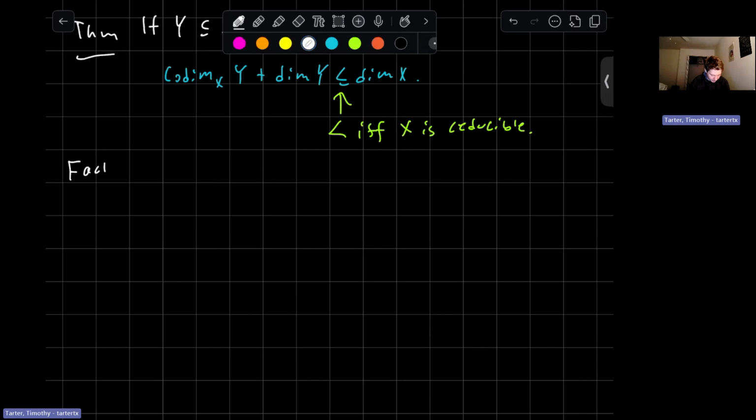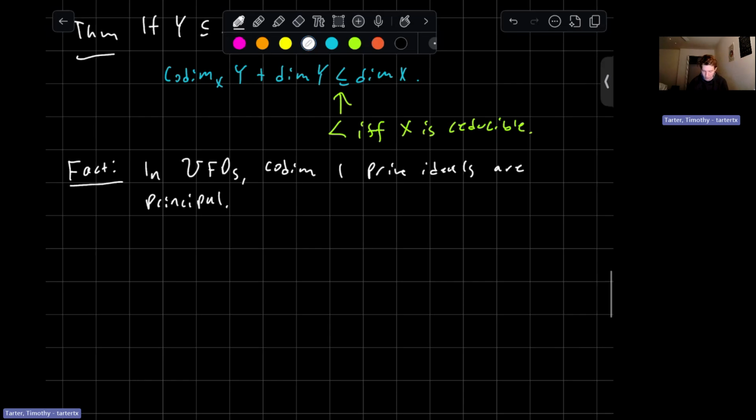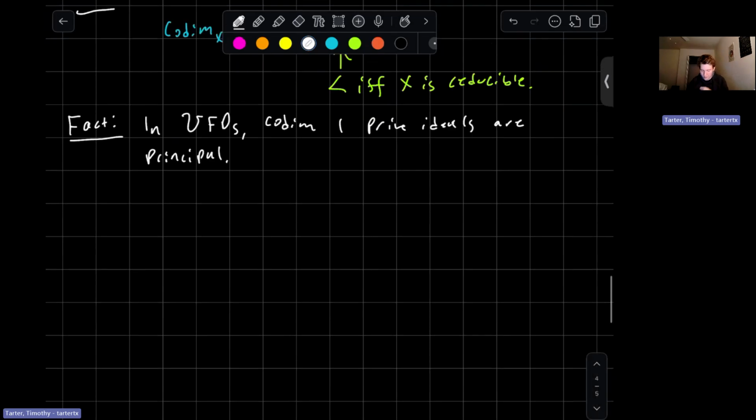Then just as a fact, in unique factorization domains, codimension 1 prime ideals are principal. And this will be important for divisors. Codimension 1 is rather special. This theme will continue.